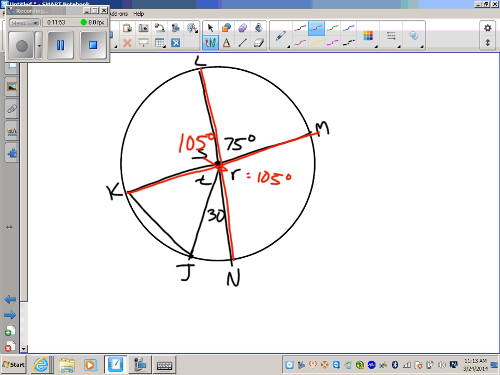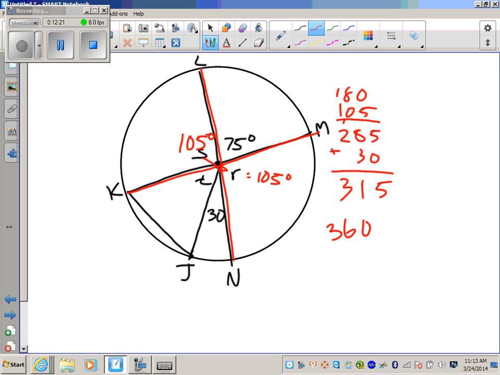So now here's what we should do. 105 and 75 gives us the 180. Let's add another 105. We get 285. Let's throw in that 30. 315. This 30 here, right? So if I have how many total degrees in the circle? 360. And I already have 315. Angle T has to be what? 45.